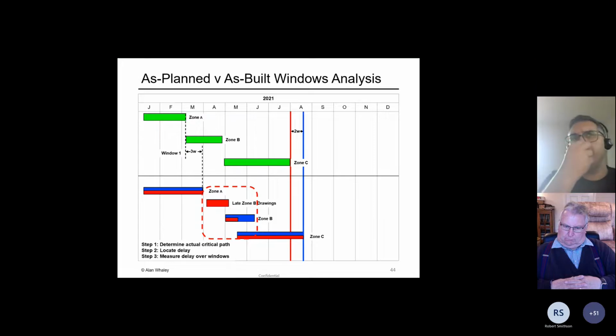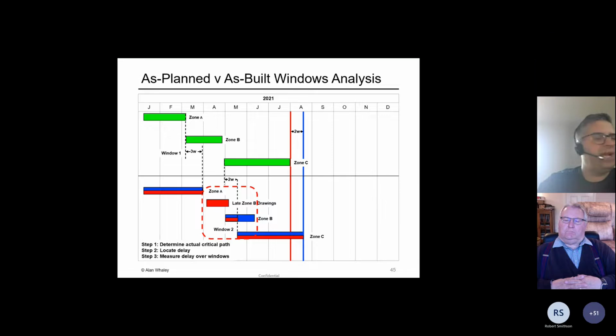So what we can do is, in the first window, measure the delay between the planned and the actual completion of Zone A. And we can see the project was in 3 weeks of delay before the event occurred. So that corresponds with our time impact analysis, actually. We can also then measure the delay after the drawings are issued. And interestingly, what we can see is that the project's now only in 2 weeks of delay.